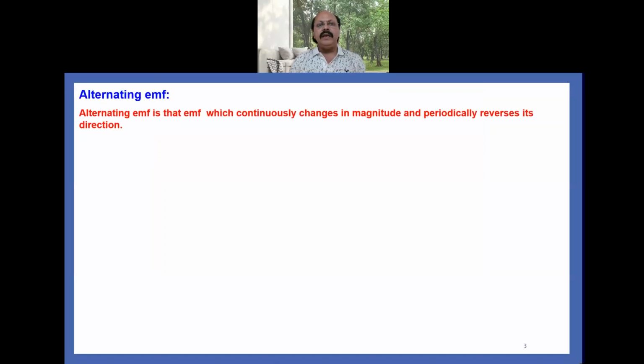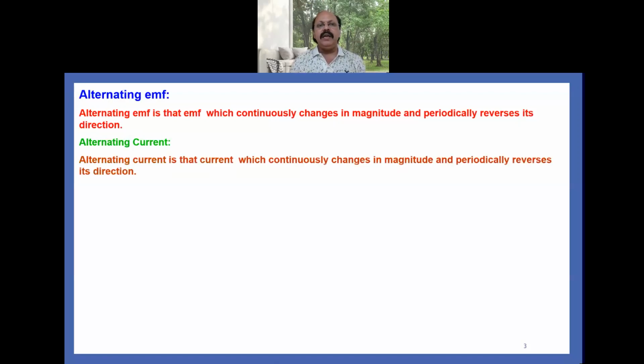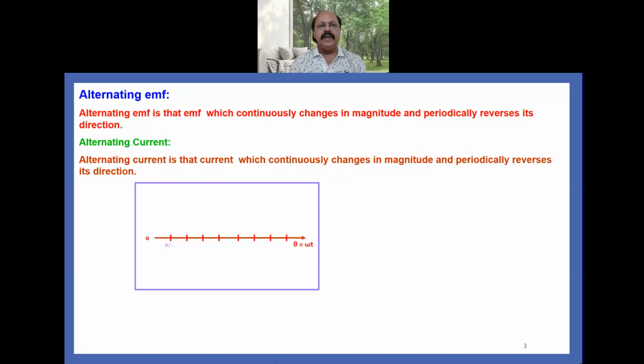So alternating EMF is that EMF which continuously changes in magnitude and the direction changes periodically. And similarly, the alternating current is that current whose magnitude changes continuously and direction changes periodically. That is known as alternating EMF and alternating current. And you see that its graphical representation is here.